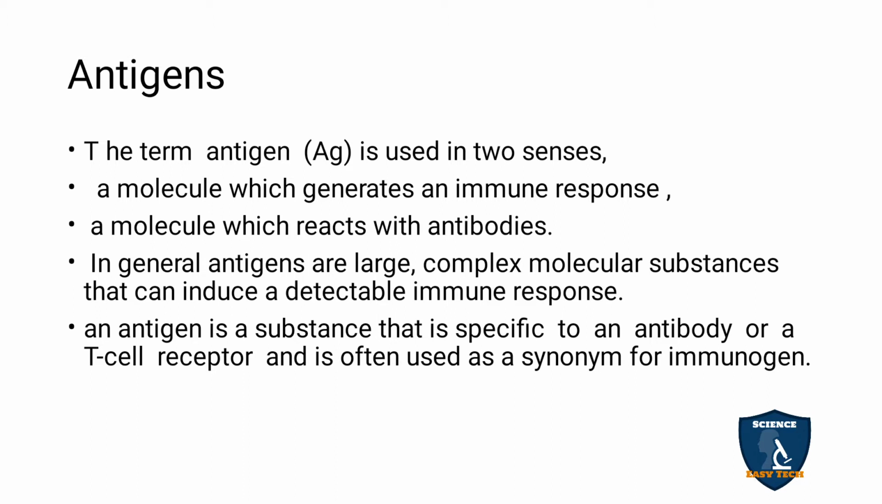Because the antigenic substance entered our body, the specific antibody or T cell receptor has to be created, and antigen is often used as a synonym for immunogen. That is, a specific antibody has to be created based on the antigen, or the T cell receptor. Immunogen means it creates immune power.